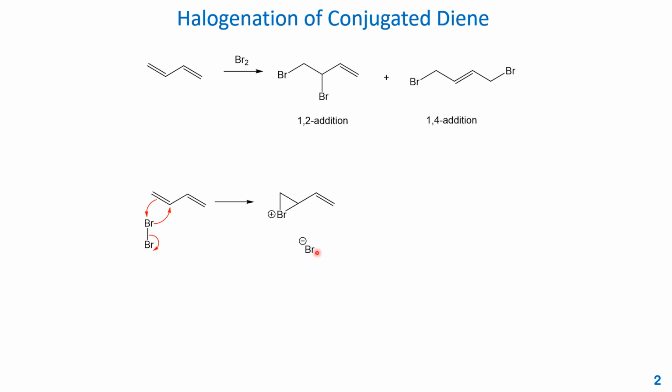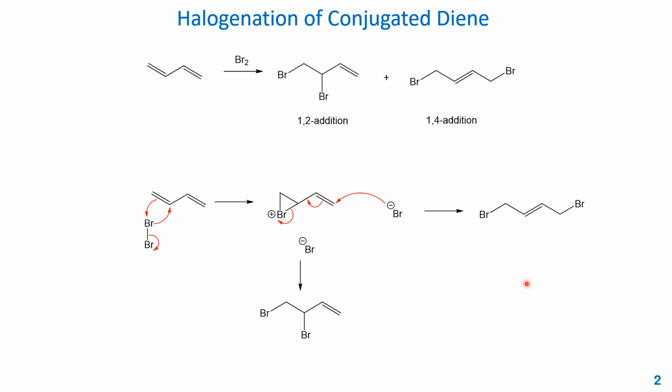If the bromide attacks this carbon of the intermediate and breaks this carbon-bromine bond, this forms the 1,2 addition product. If the bromide attacks the other carbon, carbon 4, then this can push the pi electrons and break the carbon-bromine bond, opening the ring and forming another possible product, the 1,4 addition product.